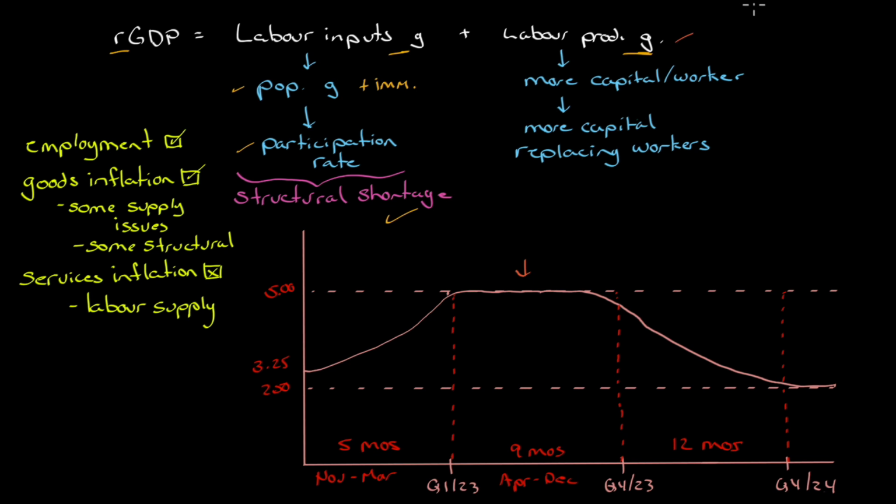What about labor productivity? That means more capital per worker. Well, the U.S. already has a lot of capital per worker. I don't think adding more capital is going to be the solution. There's also more capital replacing workers. There is your answer. That is non-monetary. That is a real economy answer to labor inflation or wage inflation, is investments in more capital replacing workers.